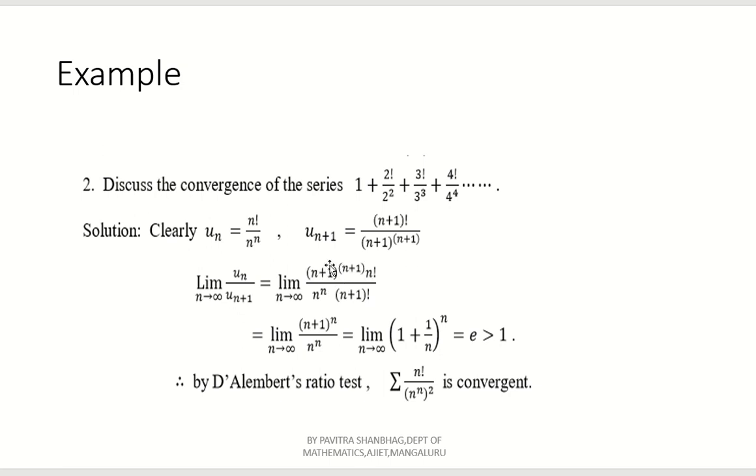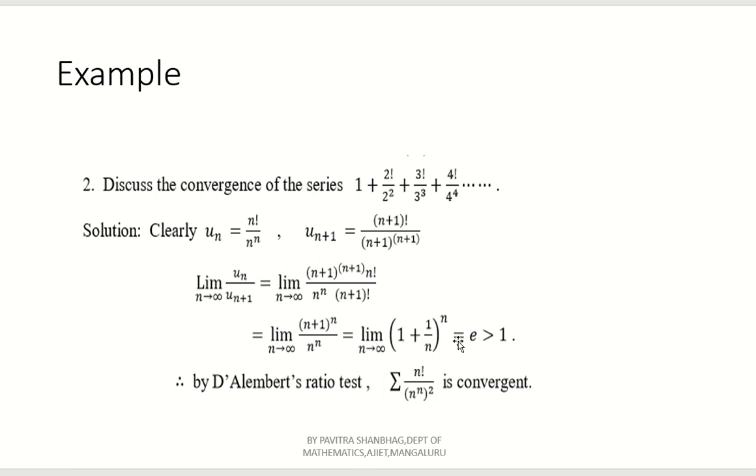So what happens here? n factorial also gets cancelled. n plus 1 power 1 also gets cancelled. What remains? n plus 1 whole power n remains divided by n power n remains. Or can you simplify? Because both have the power n only. So n plus 1 divided by n, whole power n. Can we write it as 1 plus 1 by n whole power n? But what is limit n tends to infinity of 1 plus 1 by n whole power n? That is e.